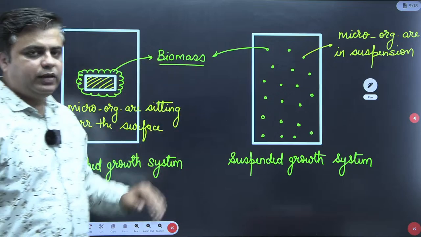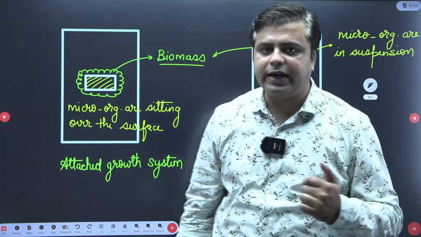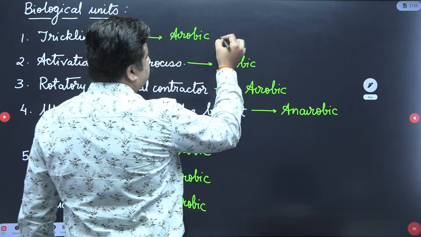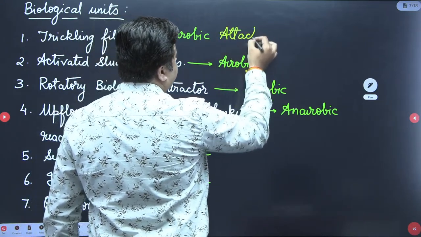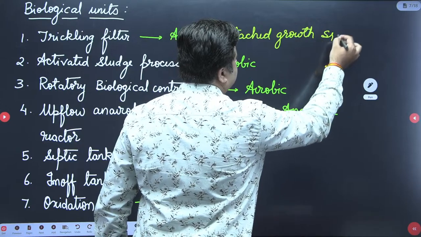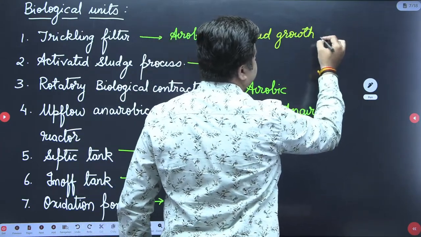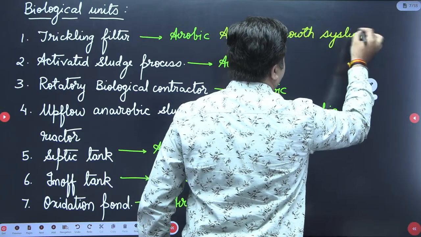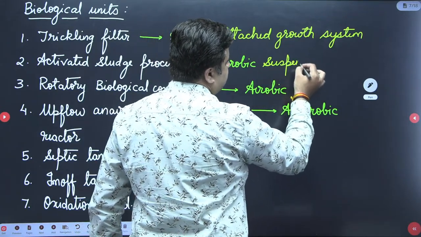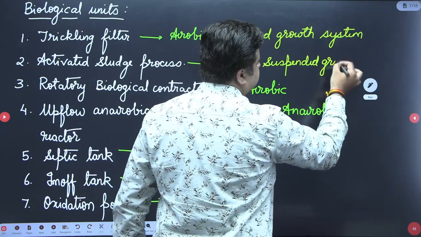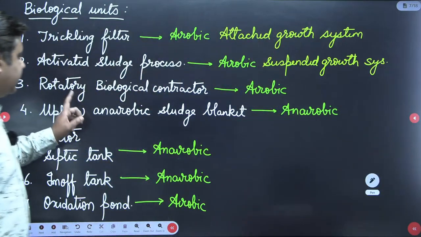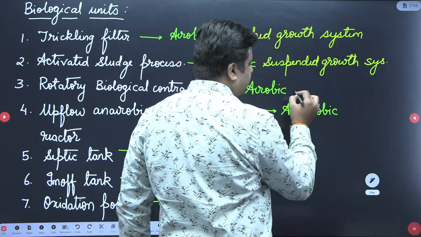So based on this, we have classified the different biological units into different categories. So you can see here, when I talk about a trickling filter, it's an aerobic attached growth system. Then you have activated sludge process, which is an aerobic suspended growth system. Then you have this rotatory biological contactor, which is again an aerobic attached growth system.